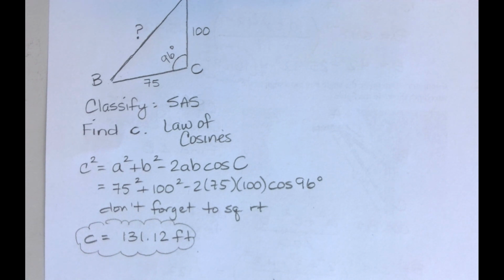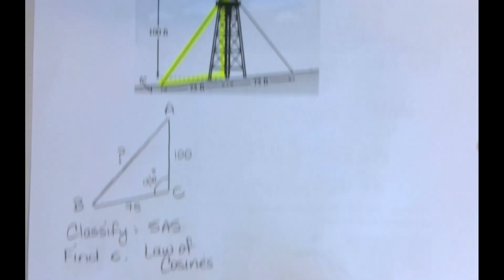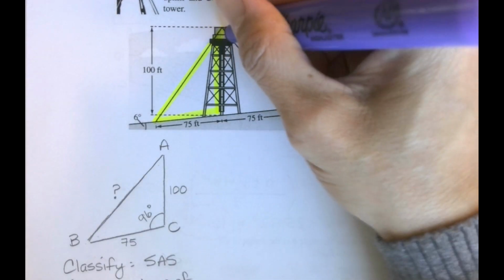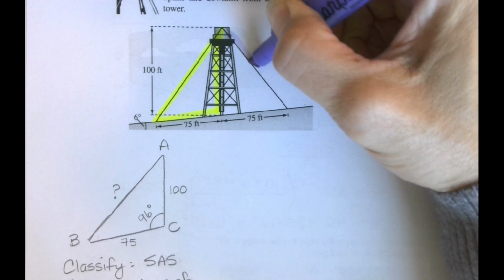All right, if you got 131.12, and you have no questions, I want you to take the time, and you can work with your partners, to find the length of the other guy wire on the other side. I'm going to highlight this in purple, and maybe you will see it on this one. So now you're looking for this one.